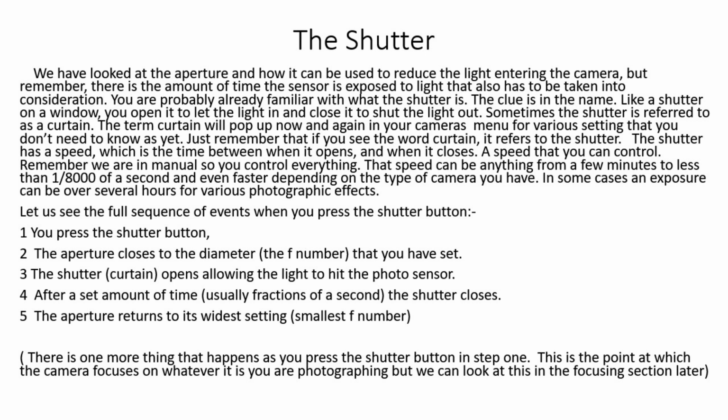Let us see the full sequence of events when you press the shutter button. 1. You press the shutter button. 2. The aperture closes to the diameter, the f number, that you have set. 3. The shutter, curtain, opens, allowing the light to hit the photo sensor. 4. After a set amount of time, usually fractions of a second, the shutter closes. 5. The aperture returns to its widest setting, smallest f number.